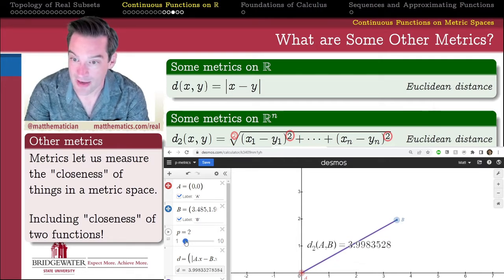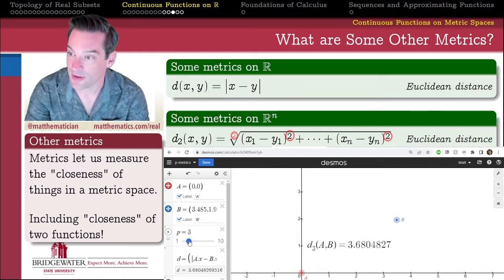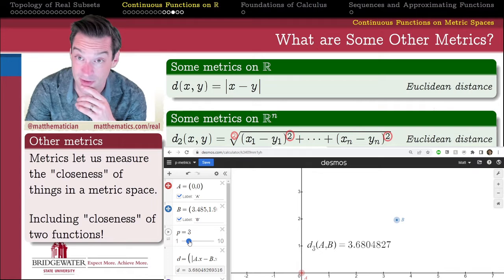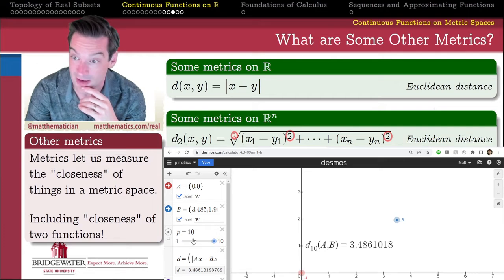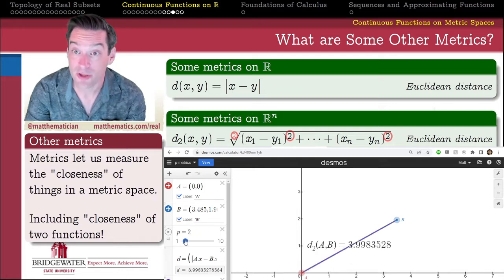Well, what happens if I crank that value of p up to, I don't know, 3? It looks like the p = 3 distance will be less than the Euclidean distance was, about 3.68. If I crank it up to 10 or something, we get a smaller distance yet. So it's just giving me a different way of measuring the distance between these 2 points. When p is equal to 2, we get the Euclidean distance.